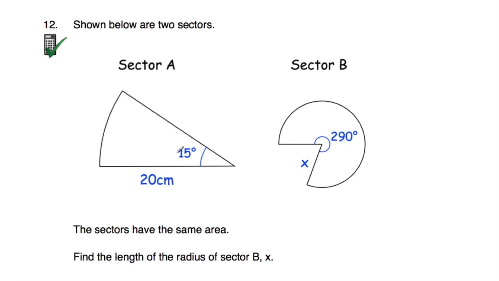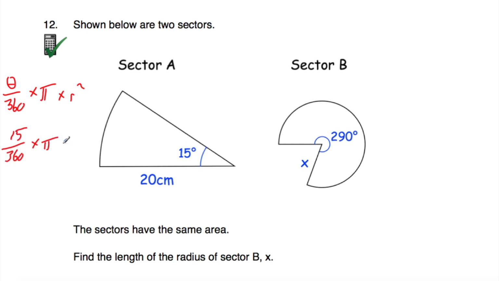Okay, so the sectors have got the same area, so we're going to find the area of sector A to begin with. And then once we find the area of sector A, that's the area of sector B, we can then write down the formula and then work out what x would be, the radius of that circle. In terms of sector A, beta over 360 multiplied by pi multiplied by the radius squared would give us the area of the sector. Well, beta is going to be equal to the angle, that's 15 over 360.